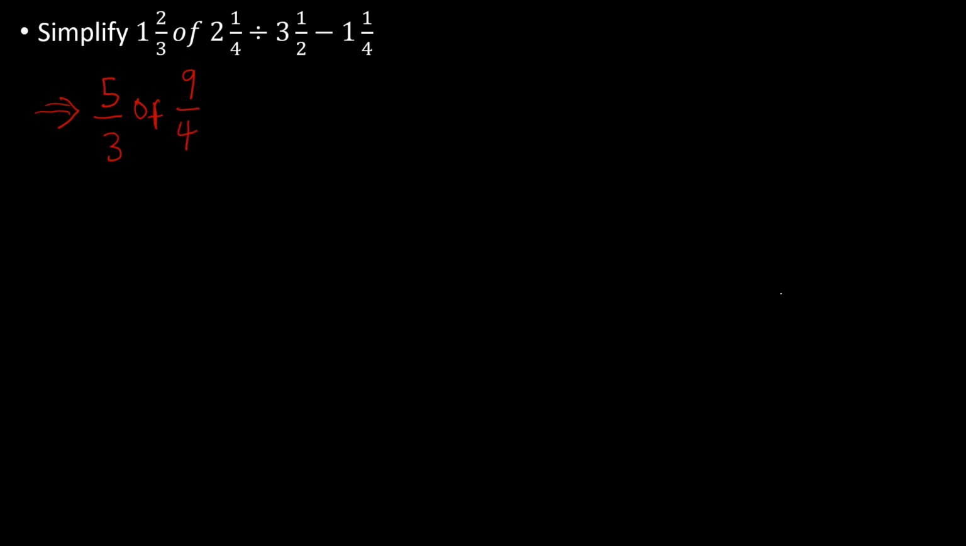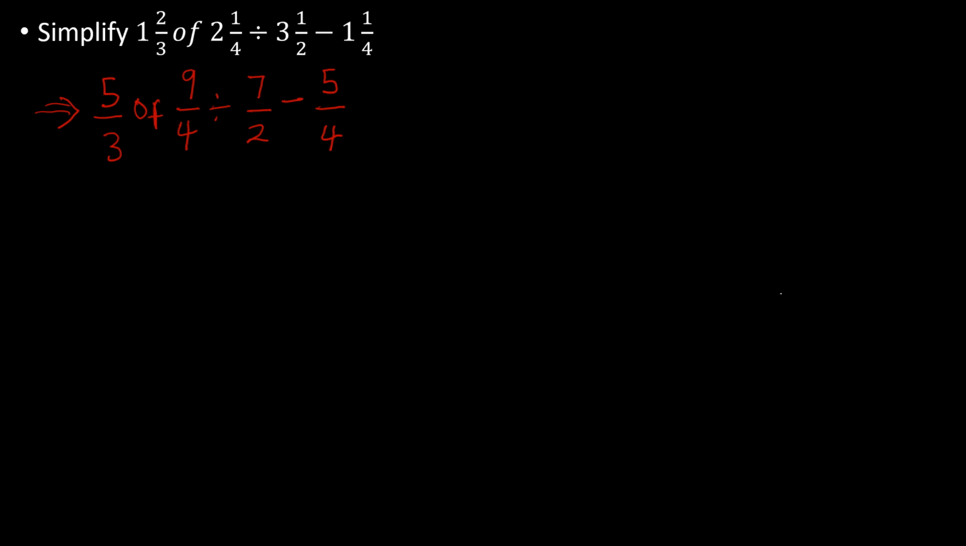Now, we're moving on. We have the next one there. We have 3 whole number 1 over 2. So if we multiply 3 by 2, we have 6, and if we add 1 to that, we have 7. So this is going to be divided by 7 over 2. Finally, we have our last mixed number there, which is 1 whole number 1 over 4. So if we multiply 1 by 4, we're going to have 4. And if we add 1 to that, we're going to have 5. So we're going to have minus 5 over 4.